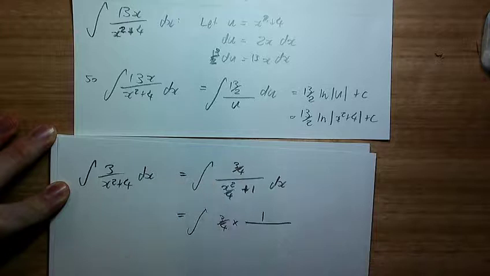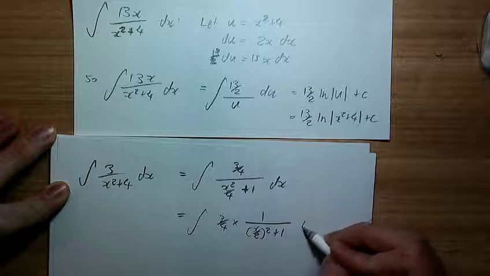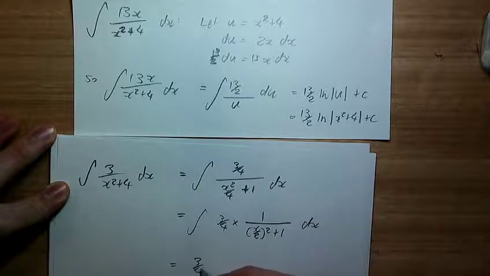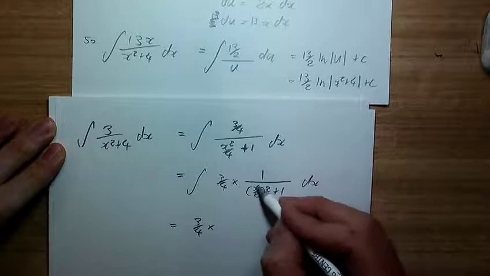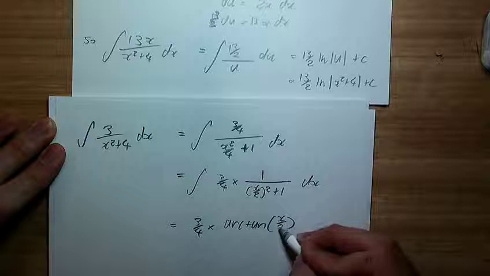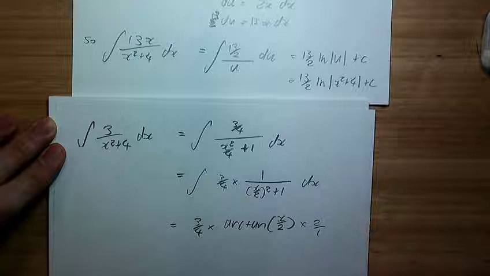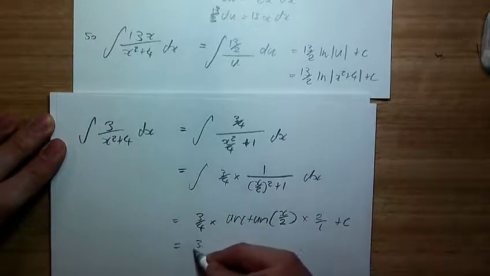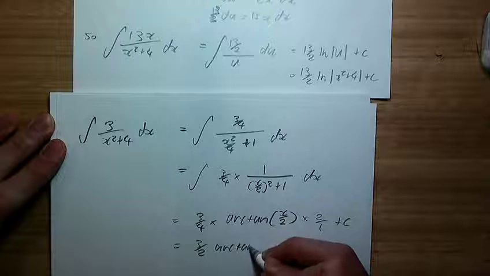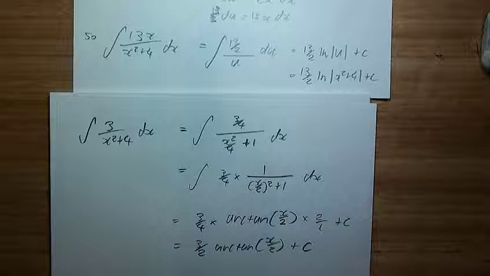So the 3/4 can move off like that. And this would be x on 2 squared plus 1. So the 3/4 will stay there because it's multiplied on. This would be arctan if that was just an x. It's not an x, it's an x on 2, whose derivative is a constant, so I can divide by that constant, which means timesing by 2 over 1. So I don't need to use trig substitution or anything, because I can use my knowledge about arctan.